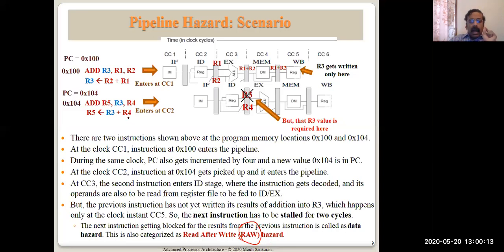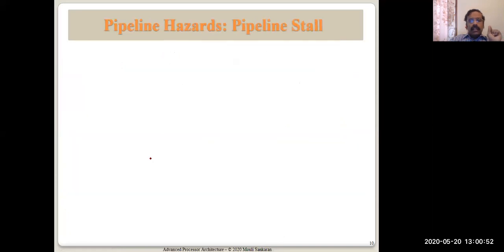That means I want to read R3 after this instruction writes into R3. That is my intended behavior: read this after this instruction has written. So it's a RAW. I am not able to do this RAW because of this hazard. So it's a RAW hazard. RAW is my intended behavior, and the hazard is preventing me from doing it. I want to read R3 after R3 has been written into. Read after write. This is how you have to understand it.